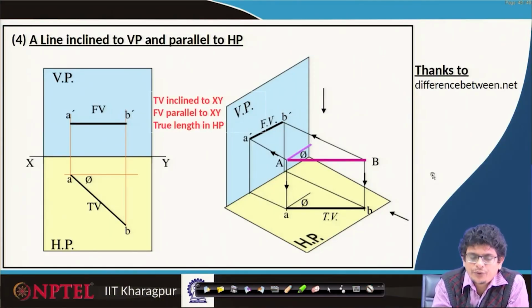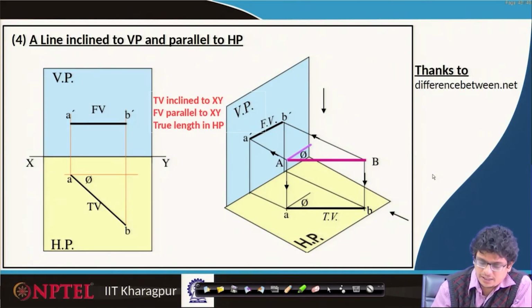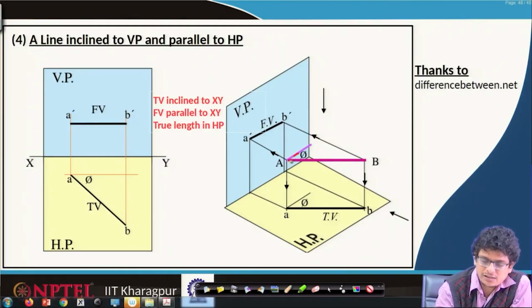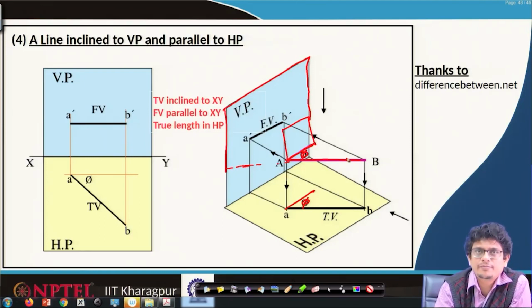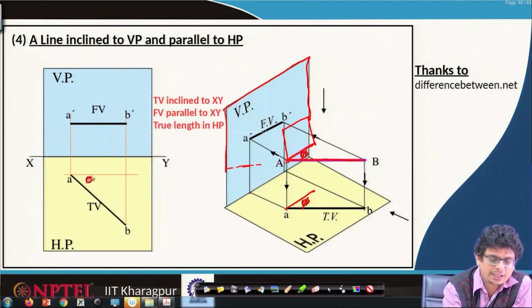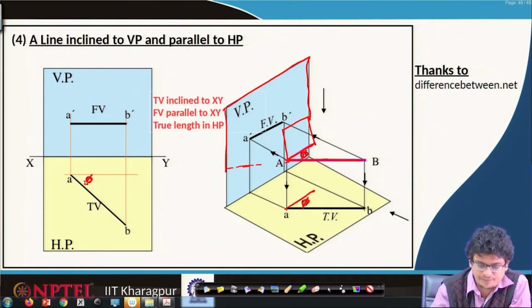So, top view is inclined to xy, front view is parallel to xy, and true length we will find only on the horizontal plane. Look at this angle, this is phi angle, the projection is also giving us phi angle, and this phi angle indicates that, parallel to that vertical plane, this one is making an angle phi, which we represent here in the top view.